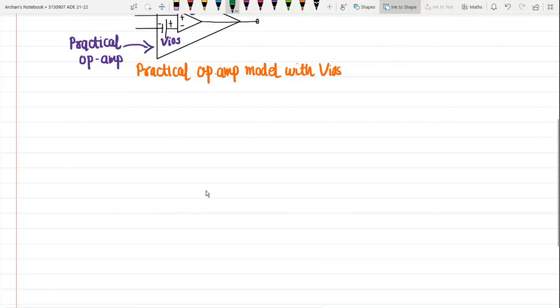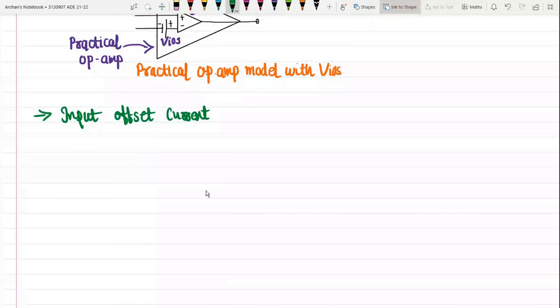Similarly, you need to learn about the input offset current also. The second parameter you need to understand is input offset current. The input stage of an operational amplifier, we know what it is. It is a dual input, balanced output differential amplifier, right? And these input terminals are nothing but the base terminals of the two transistors. We know very well, right?